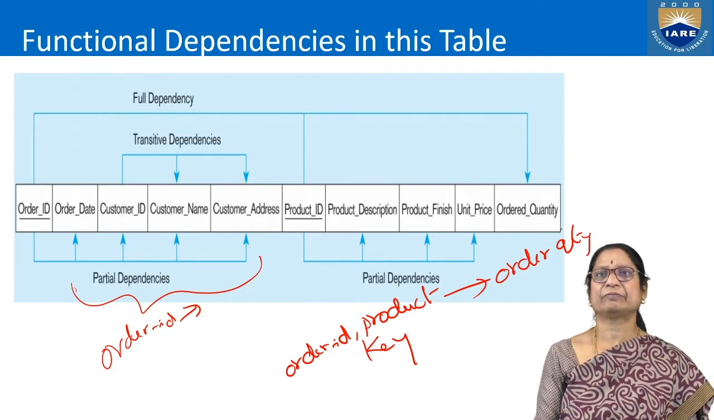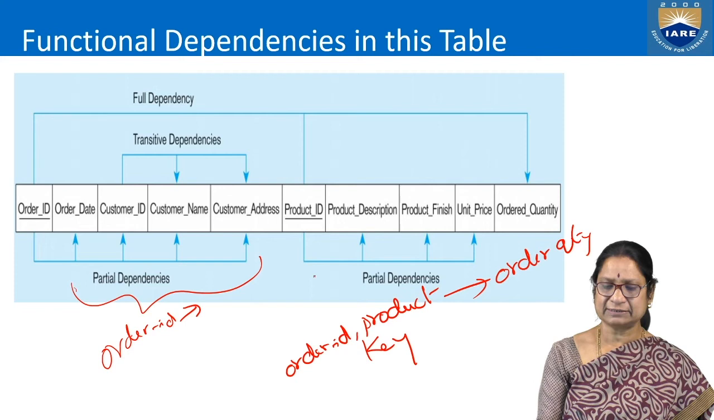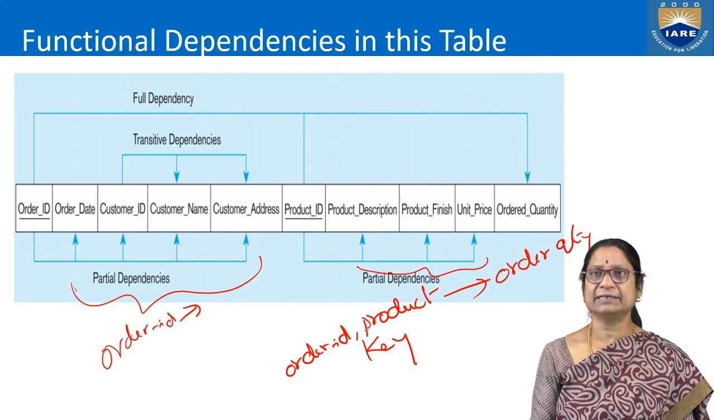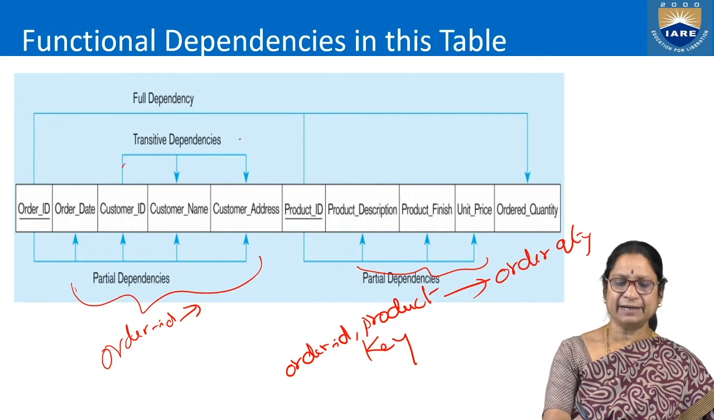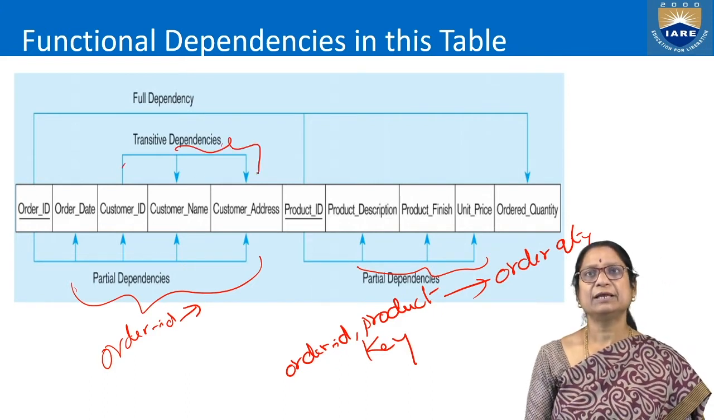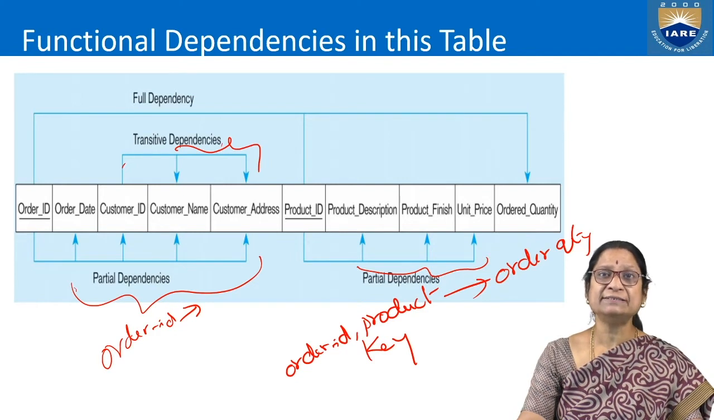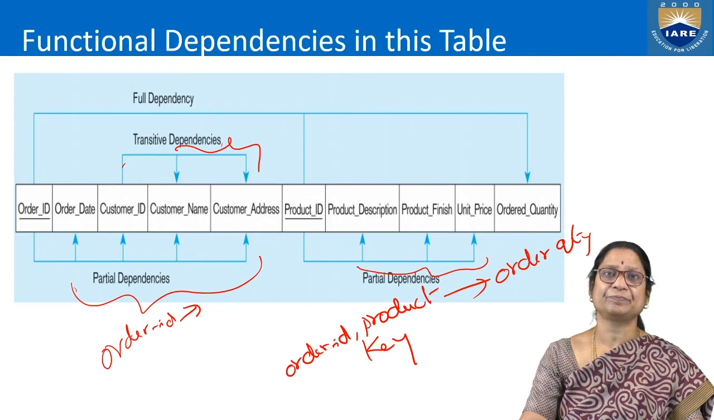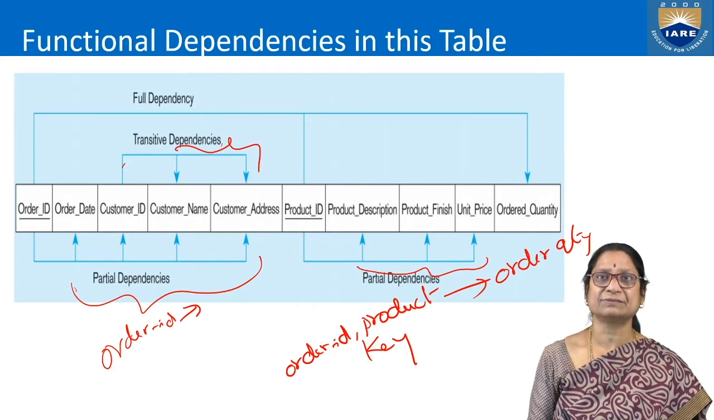You observe the upper one. Another one is there. Product ID determines the other product details. That is product description, product finish, unit price. Another dependency is there. Customer ID determines these two. These are the FDs with our table, the previous table. Already I explained, FDs are the rules or constraints imposed upon our relation schemas. These rules or constraints are designed by the DBA based upon the requirements of the client, that is, business rules also sometimes.